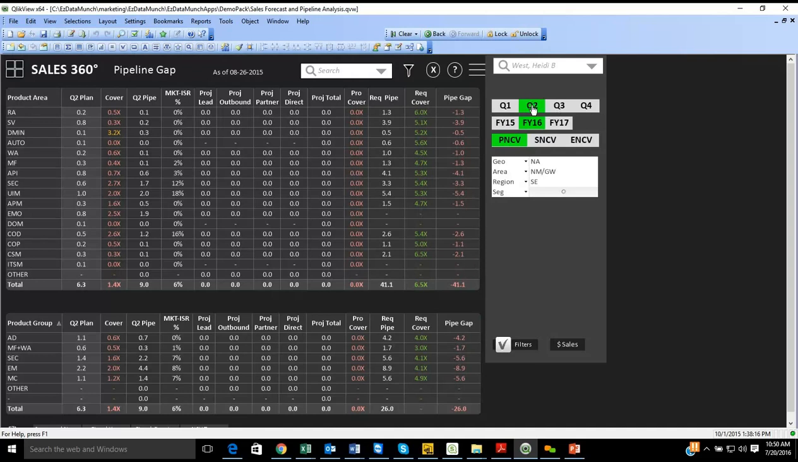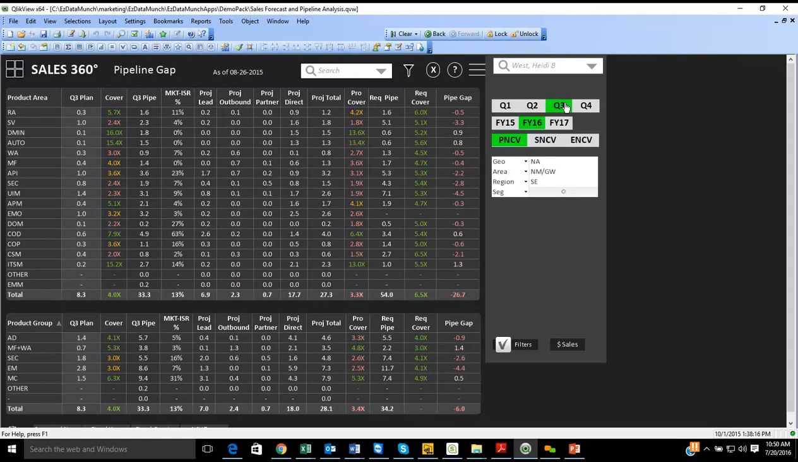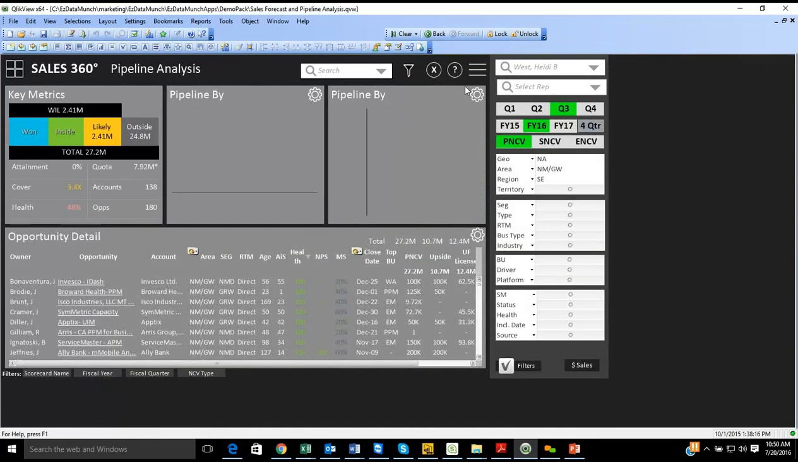Now, Q2 is already gone. I want to see Q3. As you can see, for Q3, based on how the opportunities are really there in Salesforce, there are certain areas where she has better coverage than what is expected of her. We can also go down and see the pipeline itself. So these are all the opportunities that Heidi has, and the health of those opportunities.